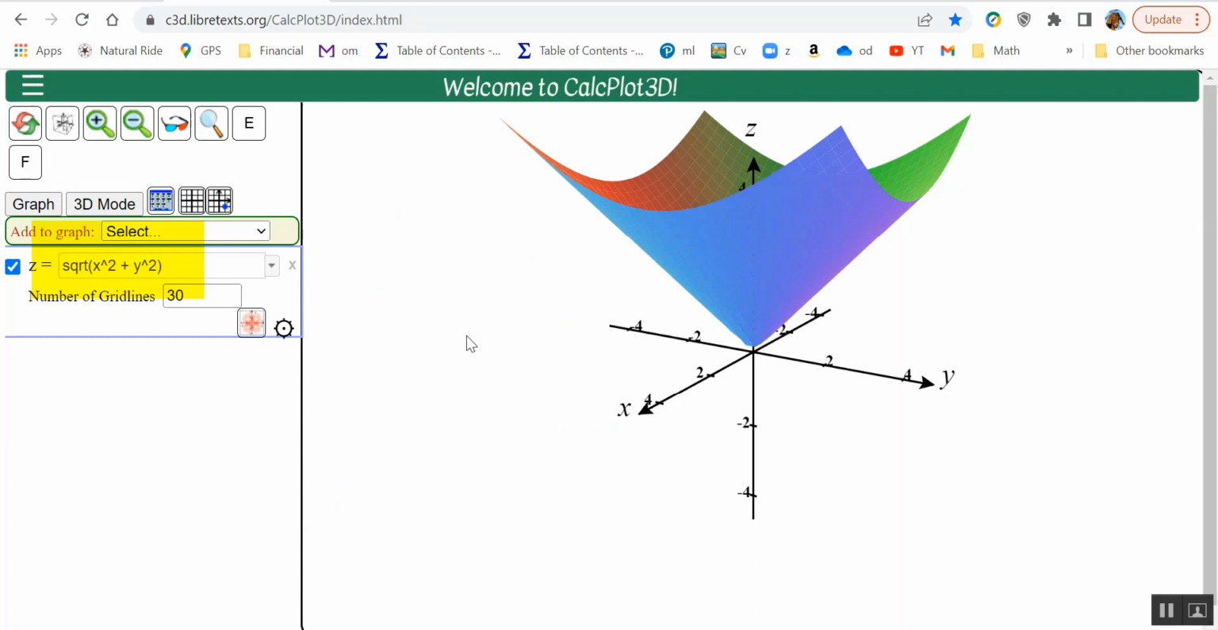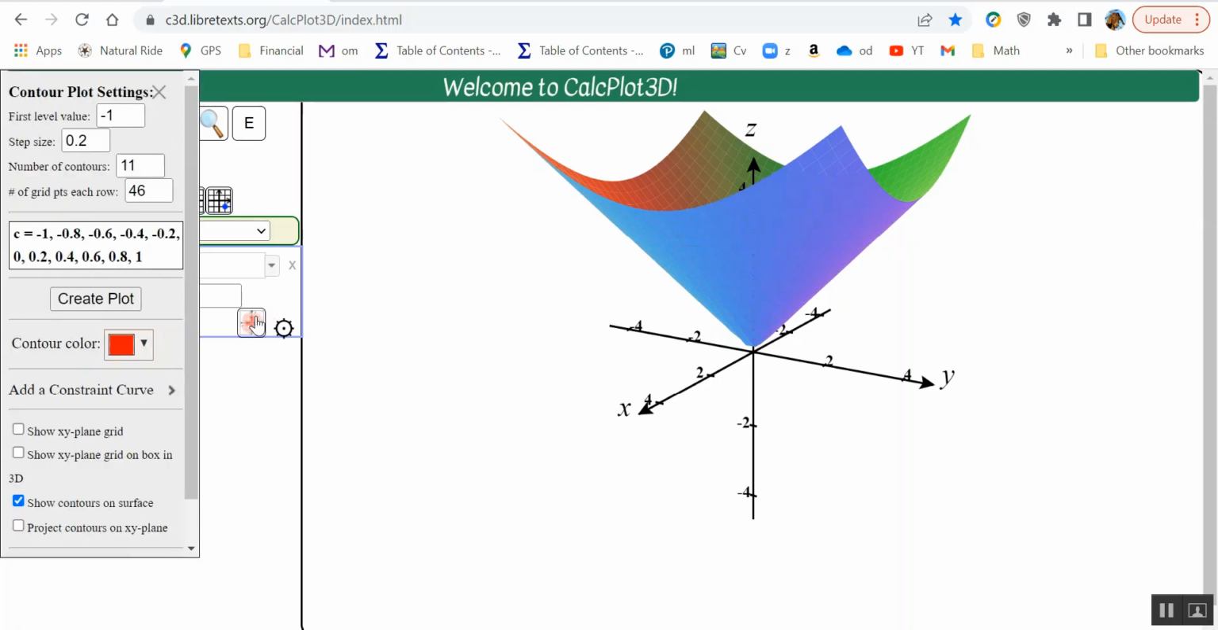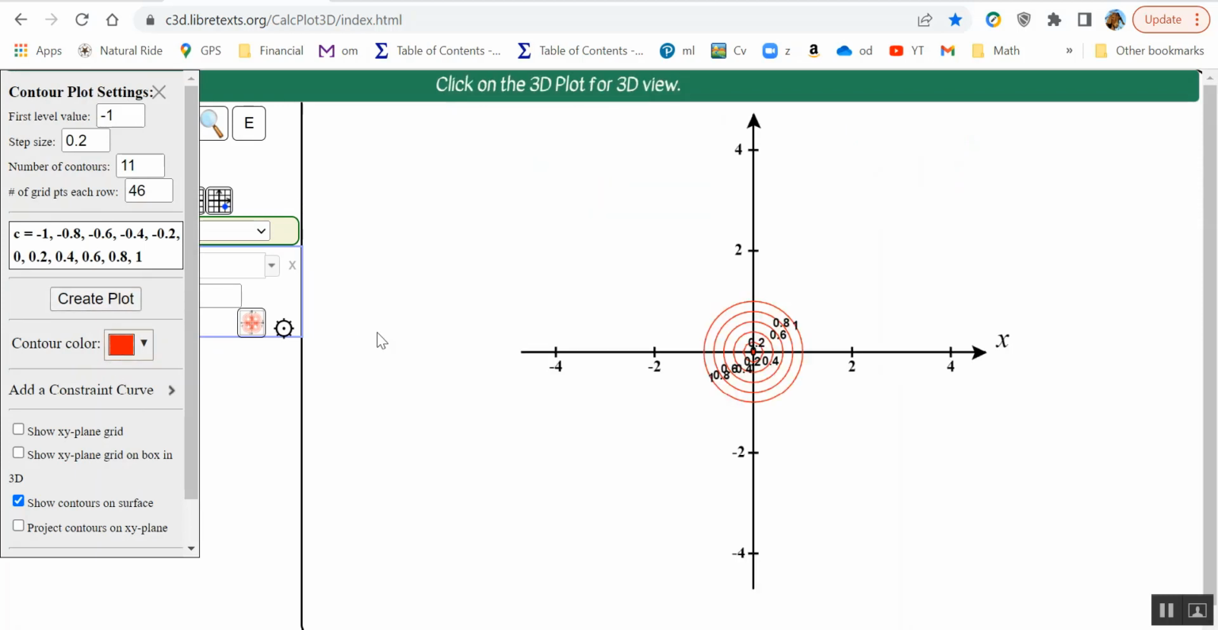So I've gone ahead and entered the function, the square root of x squared plus y squared, and you can see that we do have the top of an elliptical cone. And then if I click on this, it will give me the contour curves, and I'm just going to go with the default settings here. And you can see my contour curves are circles.